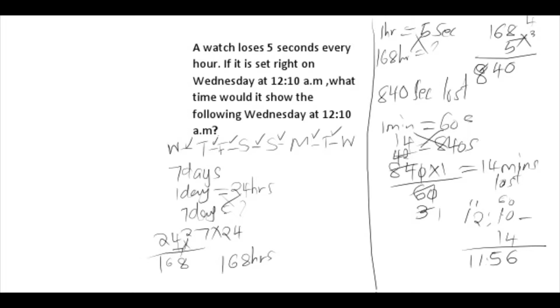So we have 11:56, and because it was 12:10 a.m., it means 11:56 is p.m. Yeah, just before midnight. So we have 11:56. That is the time the watch will be showing.